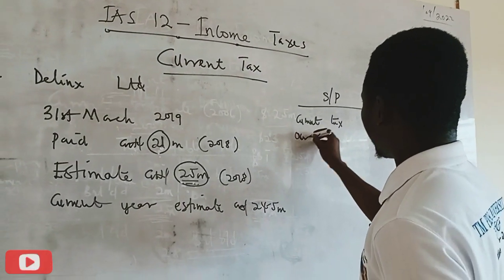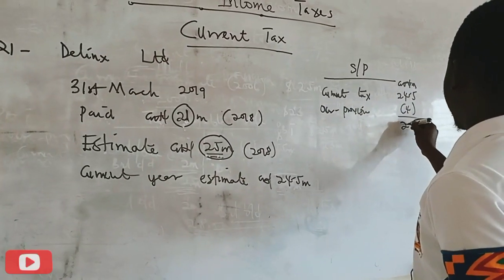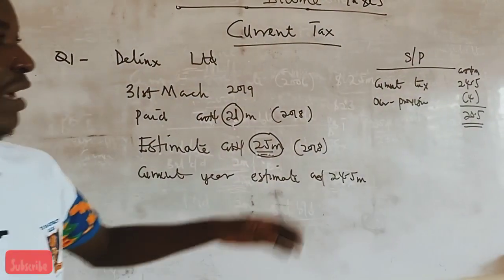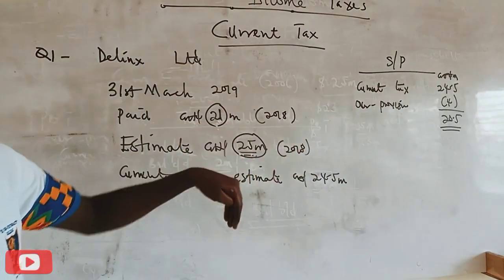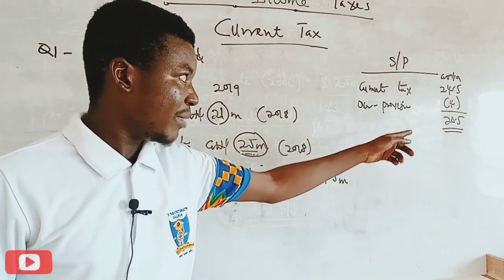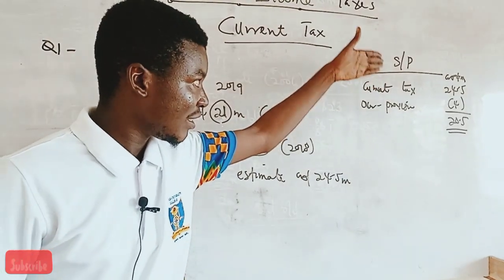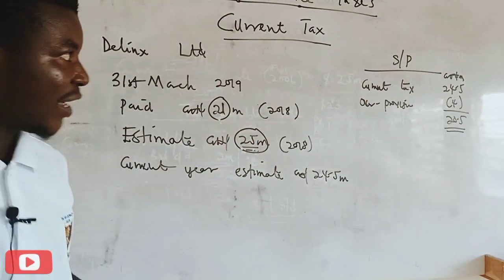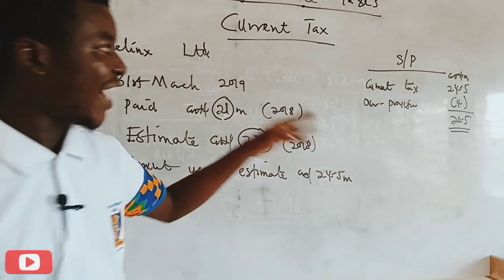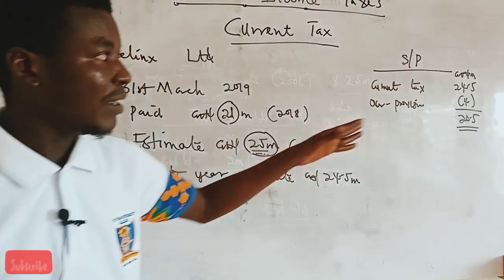So we have an over provision of 4 million. So for the current year, the current tax amount that will be shown in the statement of profit or loss account will be 20.5 million. How do we get 20.5 million? We net the over provision against the current year estimate. However, the current year estimate of 24.5 million indicates an obligation at the end of 2019. So this will be sent to the statement of financial position as a current liability for the year.